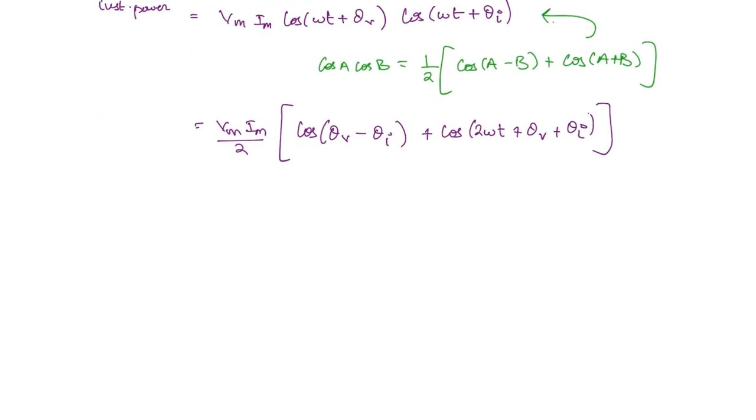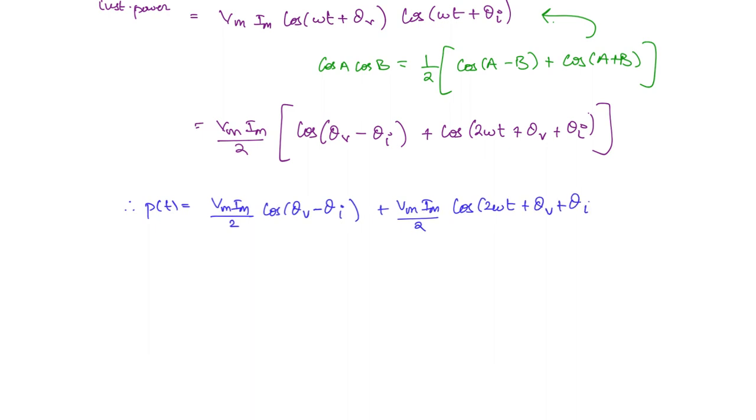Therefore, the instantaneous value of power you can write as p(t) is equal to V_m I_m by 2 cos(theta_v minus theta_i) plus V_m I_m by 2 cos(2 omega t plus theta_v plus theta_i). Here you have a few observations that you can see. This term here, this is not dependent on time. Okay, so this is a constant. It is not varying with respect to time. Whereas this quantity here, it is a sinusoidally varying function. So it is time dependent.